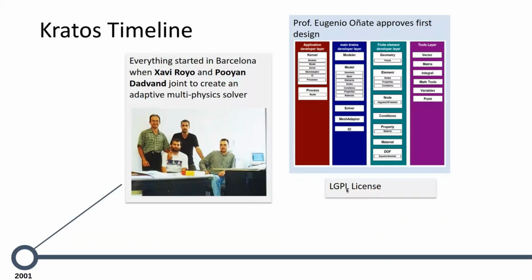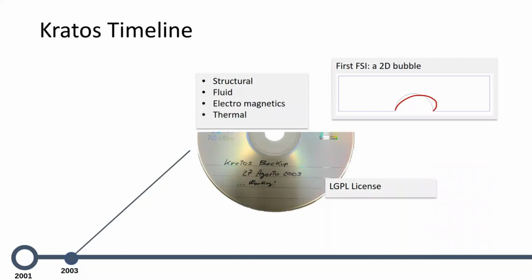That's how it started. They started working on it, and it took a little bit of time. By 2003 they already had structural, fluid, electromagnetics, and thermal applications, and they could do these kinds of 2D bubbles. They had the first versions of Kratos on a CD-ROM. It was working, but it was too complex and very slow, as they tell me. There were pointers pointing onto other pointers, it was very difficult to understand, and not very efficient. Everything was linked together.